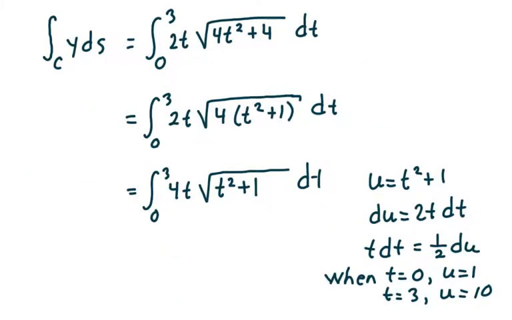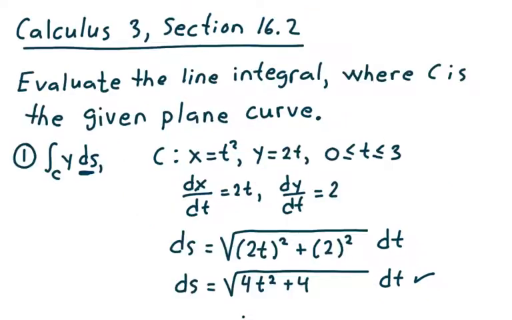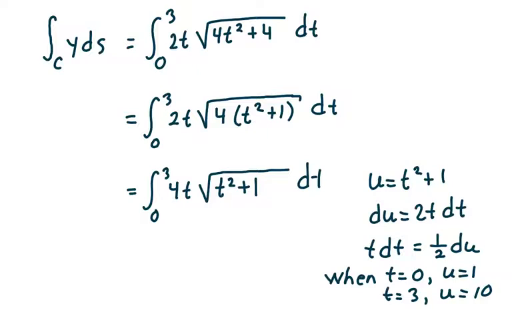Now, when we make our substitution, the integral over C of y ds is the integral from 0 to 3. Why? Because t goes from 0 to 3. So we have the integral from 0 to 3 of 2t times the square root of 4t squared plus 4 dt. And from here, we're going to take the integral from 0 to 3 of 2t times the square root of 4 times the quantity t squared plus 1 dt.